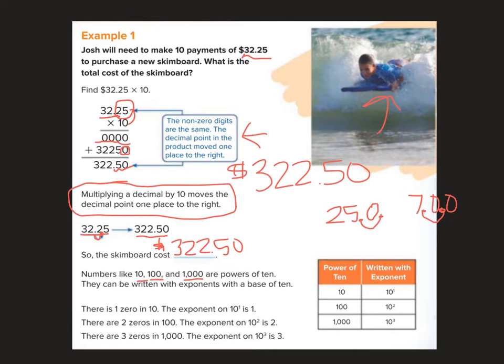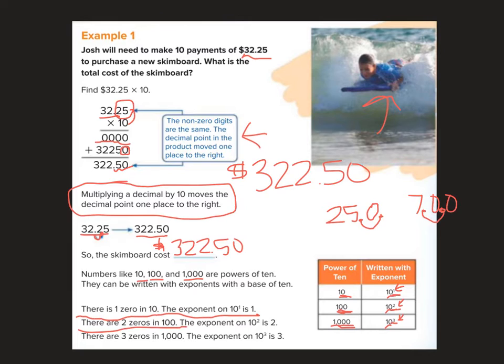Numbers like 10, 100, and 1,000 are called powers of 10. They can be written with exponents with a base of 10. So 10 is 10 to the first power. 100 is 10 to the second power. Notice that the exponent correlates to the number of zeros in the number. 1,000 is 10 to the third power. So it's 10 to the third power, 3 zeros. 10 to the second power, 2 zeros. 10 to the first power, 1 zero. We can make that connection there. There's 1 zero in 10. The exponent on 10 is 1.